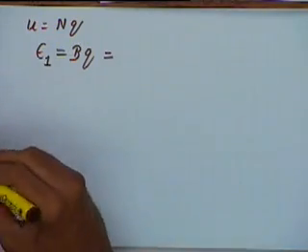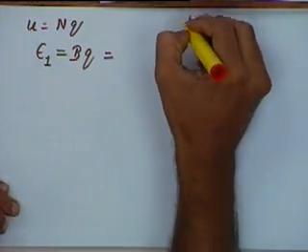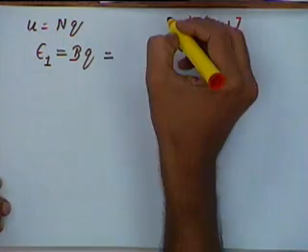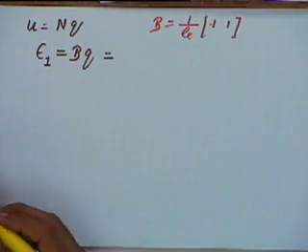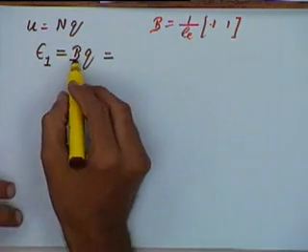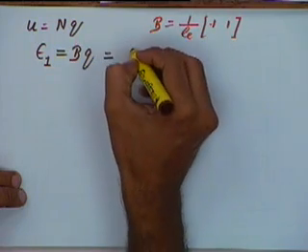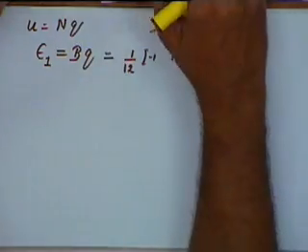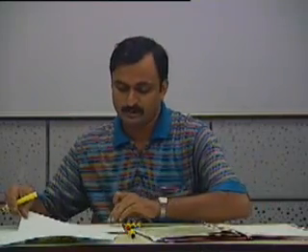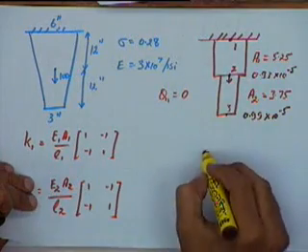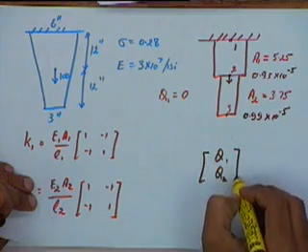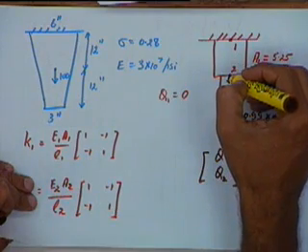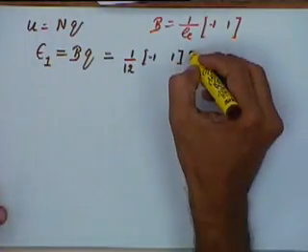And what is B? B is 1 over length of the element multiplied by minus 1 1. In this case, the length of the element is 12 inches, so B would be 1 by 12 into minus 1 1 multiplied by Q. The Q matrix for the first element will consist of Q1, Q2. The deformation of the first node is Q1, deformation of the second node is Q2.